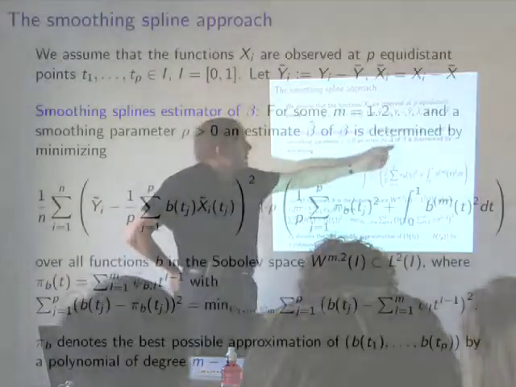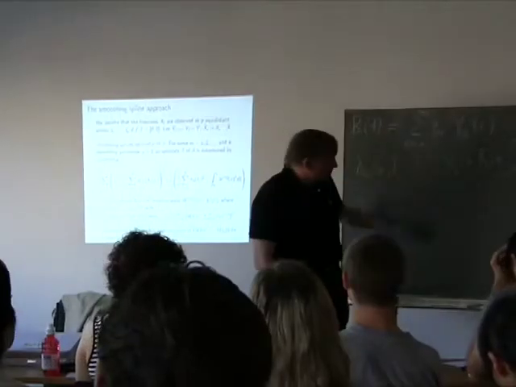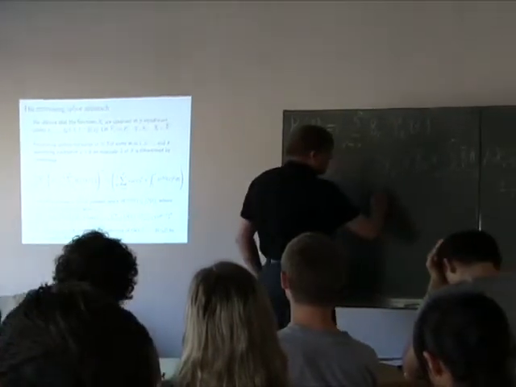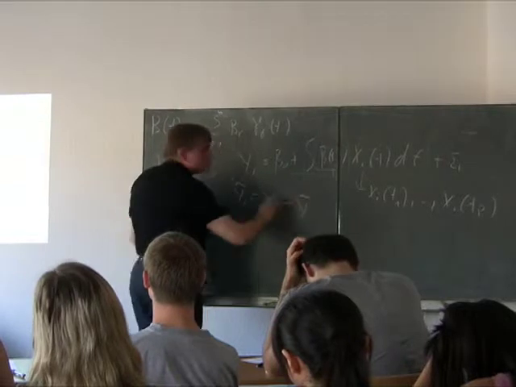So we determine an estimate beta hat of beta, depending on the smoothing parameter rho, by just considering this residual sum of squares. The y tildes are just the centered variables where we subtract the means in order to get rid of the intercept. So we go with y tilde i, which is y i minus y bar.